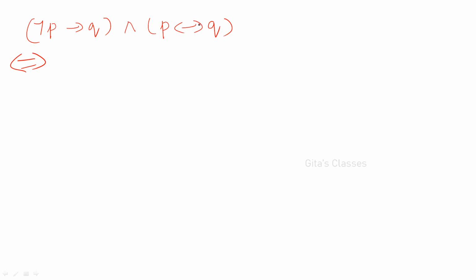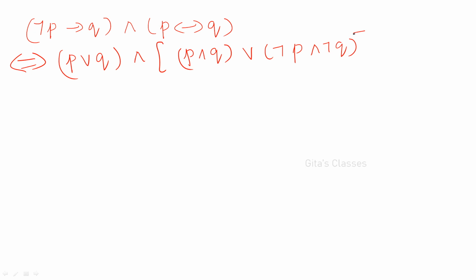We have two formulas for biconditional, and for the conditional you have negation of P or Q. Now, already we have negation of P, so the double negation of P becomes P. So P or Q is the first term. And for the biconditional we have two formulas; I am going to use this one, that is, P and Q or negation of P and negation of Q.